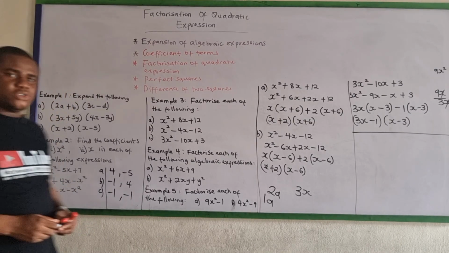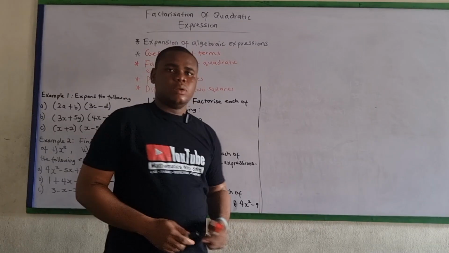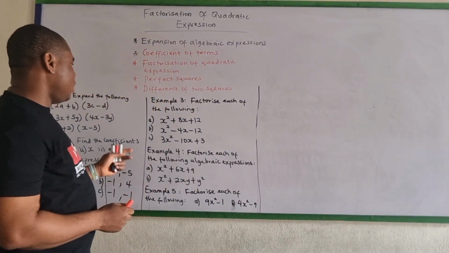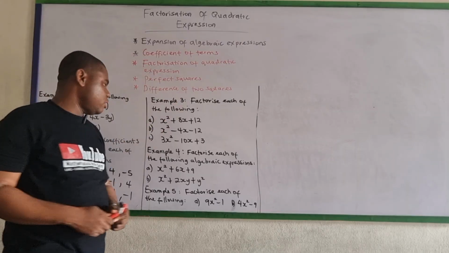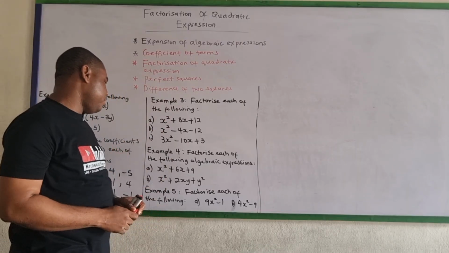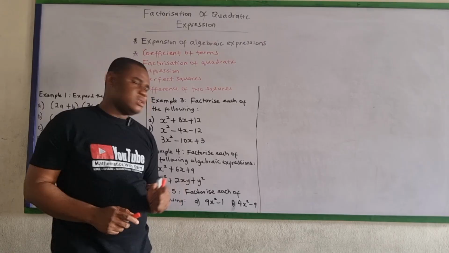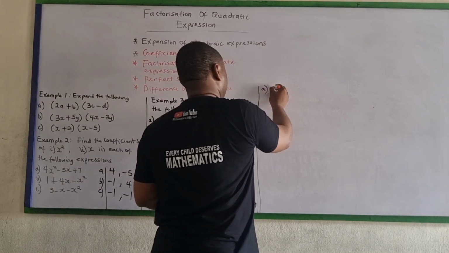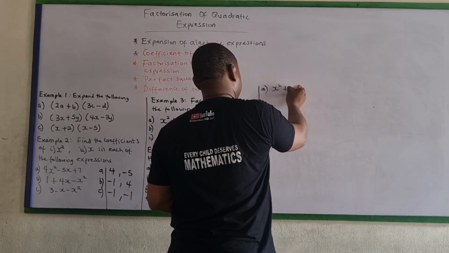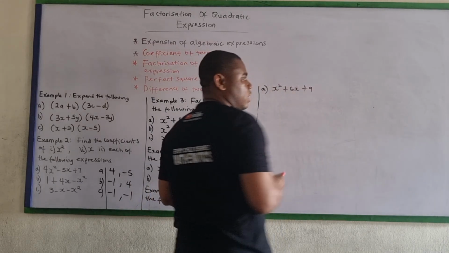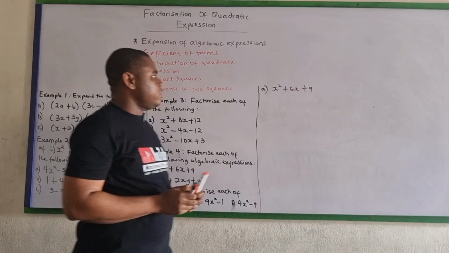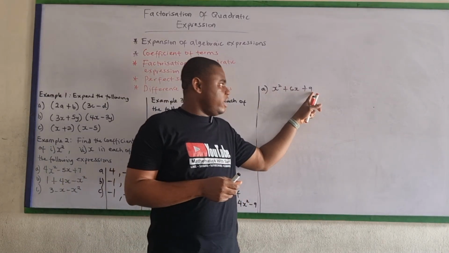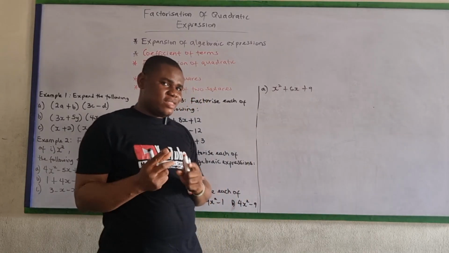Alright, now let's move to example 4. For example 4, that will help us to understand what perfect squares is all about. Now for example 4, we have factorize each of the following algebraic expressions. We have the first one as x squared plus 6x plus 9. So in this case, we're going to look for two numbers that when I multiply give me 9, and when I add give me 6.